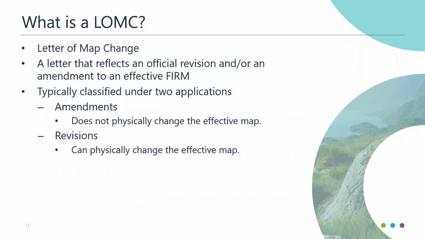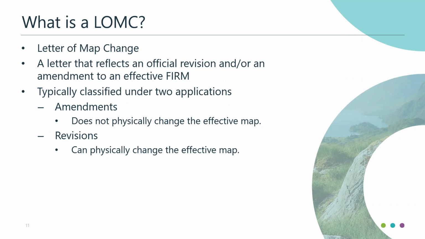What is a LOMAC? LOMAC stands for Letter of Map Change, a letter that reflects an official revision or amendment to the effective FIRM. And in that definition, applications are usually classified as two different types. One is amendments, and basically amendments, they're a letter of determination from FEMA, but they don't physically change the effective map. In other words, the scale of your situation may be such that a revision, a physical change of the effective floodplain map isn't necessary.